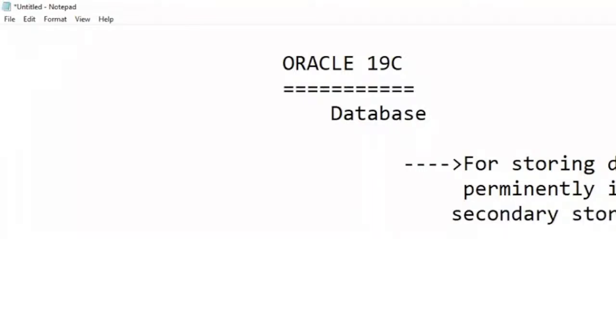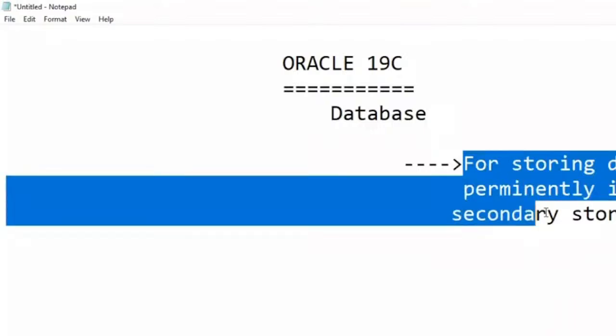Permanent. Suppose today we store data, after 5 years, 10 years, 20 years, 100 years also your data is available. We are using it. That's why Oracle is a product from Oracle Corporation. Some version number is there. This is a database product. One of the popular databases is Oracle. But what is the purpose of that? For storing data permanently in secondary storage devices.